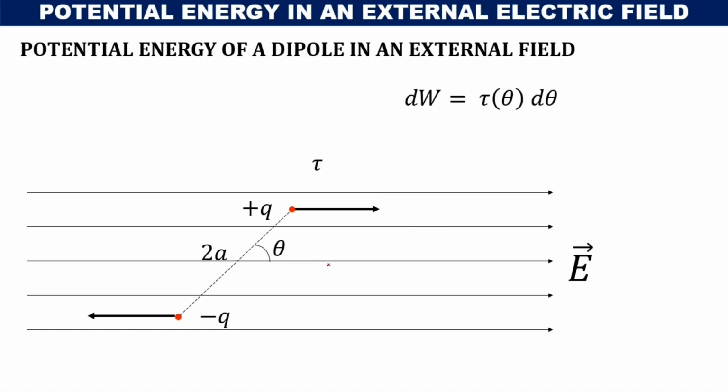If you are going to rotate this dipole through a very small angle d theta, we have to do work, and that amount of work done is given by the above expression. dW is equal to tau theta into d theta. Substituting the value of tau theta, work done is given by PE sin theta into d theta. This dipole is in the presence of an external electric field.